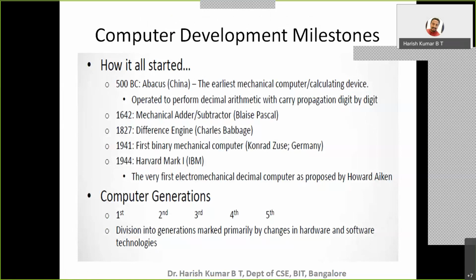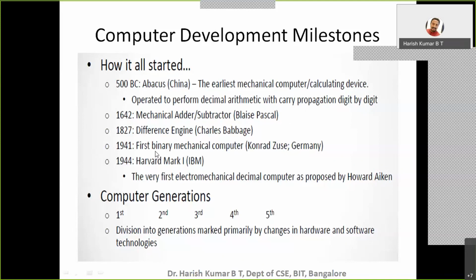The computers started even in the year 500 BC, that is, the abacus. It was the first mechanical computer used for calculating, and it supported decimal arithmetic operations with carry propagation digit by digit. After this, Pascal invented the mechanical adder or subtractor in 1642. And then Charles Babbage in 1827 built the difference engine. This is how the computer system developed.